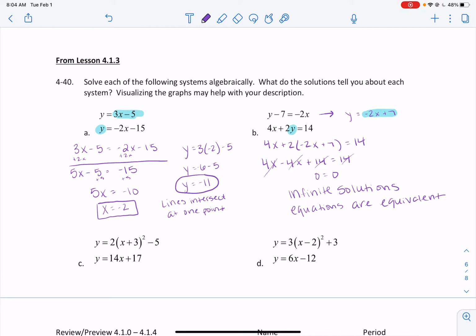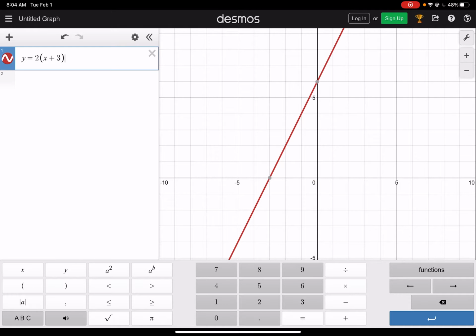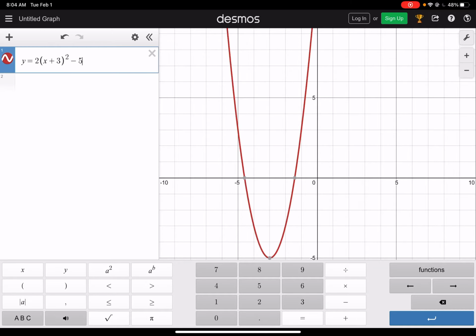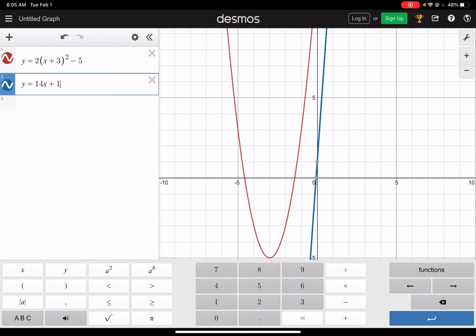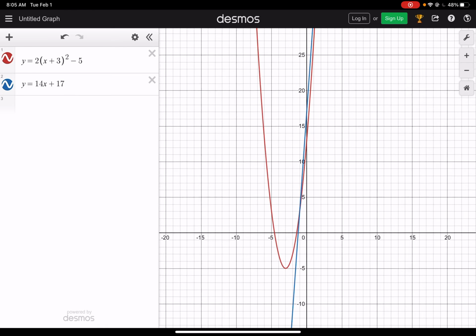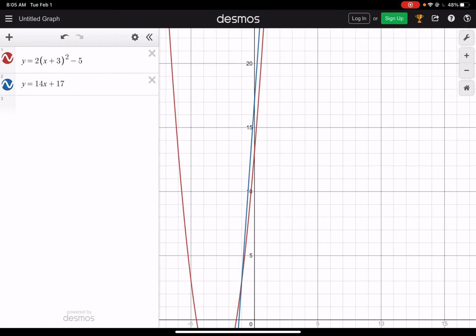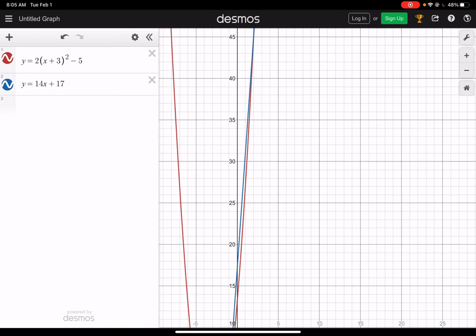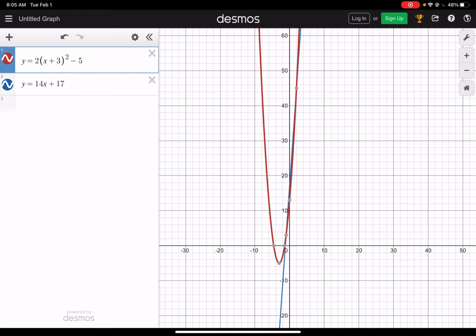Okay, so for the next ones, let's just go ahead and type these into Desmos. We've got y equals 2 times x plus 3 squared minus 5, and y equals 14x plus 17. So I see that we have an intersection here. Let's see if there's any others. Got one here. And I know that there's one right up in here somewhere. And there. So we've got an intersection at 245 where the lines touch, and at negative 1, 3.